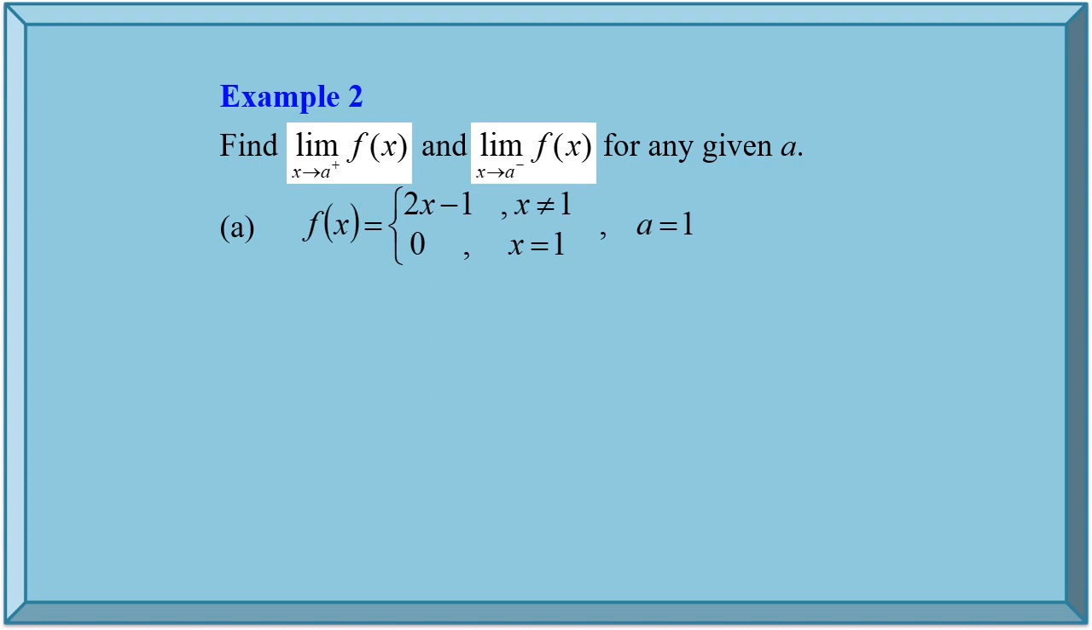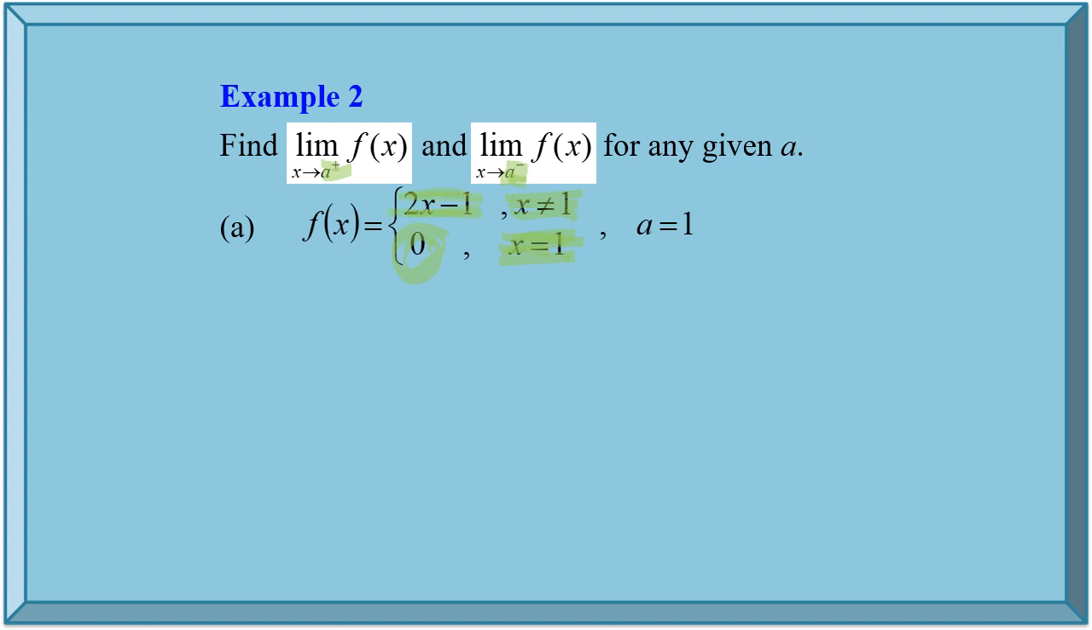So, example 2: find the limit of f(x) as x approaches a from the right side and the limit of f(x) as x approaches a from the left side for a given value of a. For question A, f(x) equals 2x minus 1 for x not equal to 1, and 0 for x equal to 1. The x not equal to 1 and x equal to 1 is the domain. For x equal to 1, we use function 0. For x not equal to 1, so other than 1, we use function 2x minus 1.